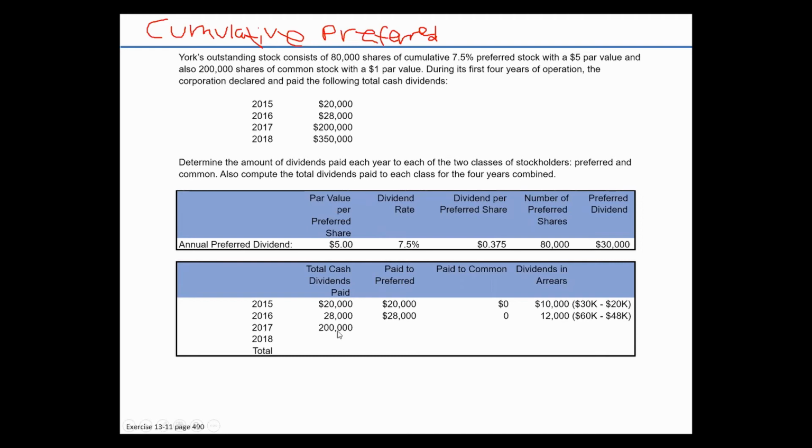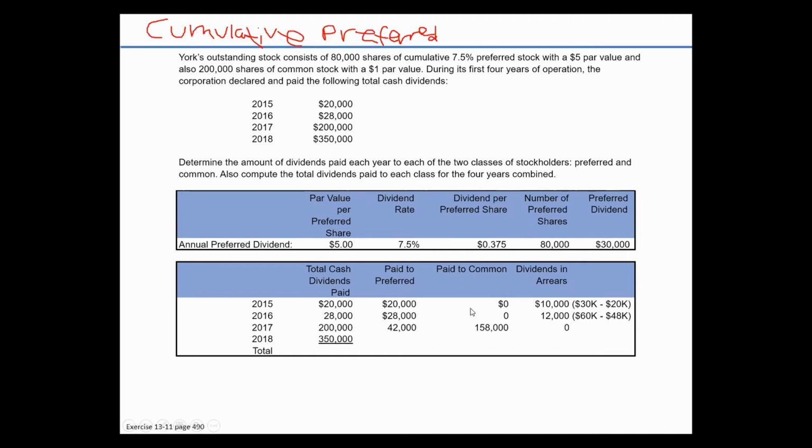Then in 2017, we declare a dividend of $200,000. Out of that, the preferred would get 42,000, and the common would get 158,000. And now we've paid off the arrears. The reason is we take the 30,000, which they get first, and there are also enough dividends declared that we're able to clear up the arrearage. So the preferred gets a total of 42,000, and the common gets the remaining amount of dividends that we declared.